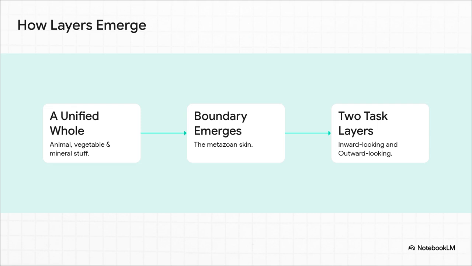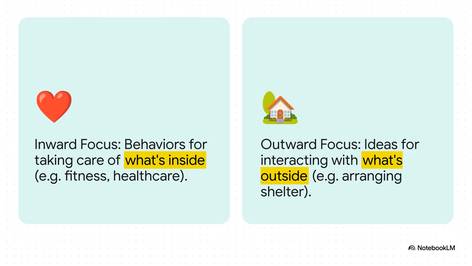So the process is pretty straightforward. First, there's just stuff. Then, boom, the boundary of your skin shows up. And the very instant it does, two totally different sets of jobs, or what we'll call task layers, are automatically created. And this creates two totally different kinds of focus, right?